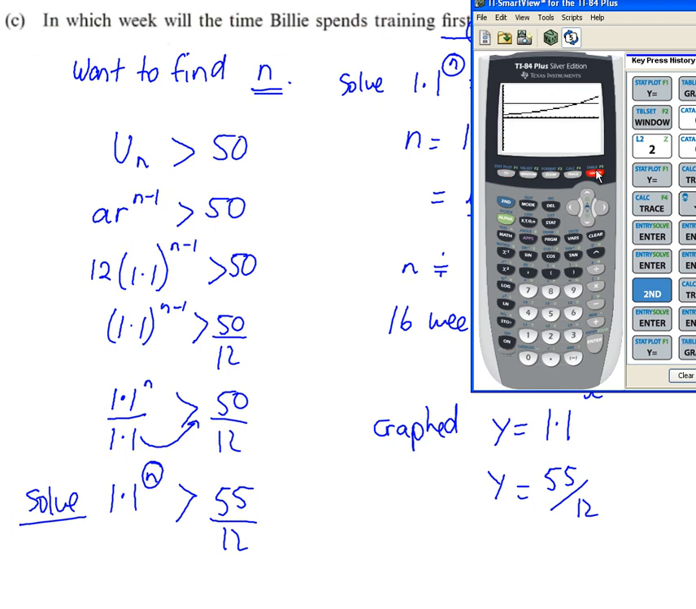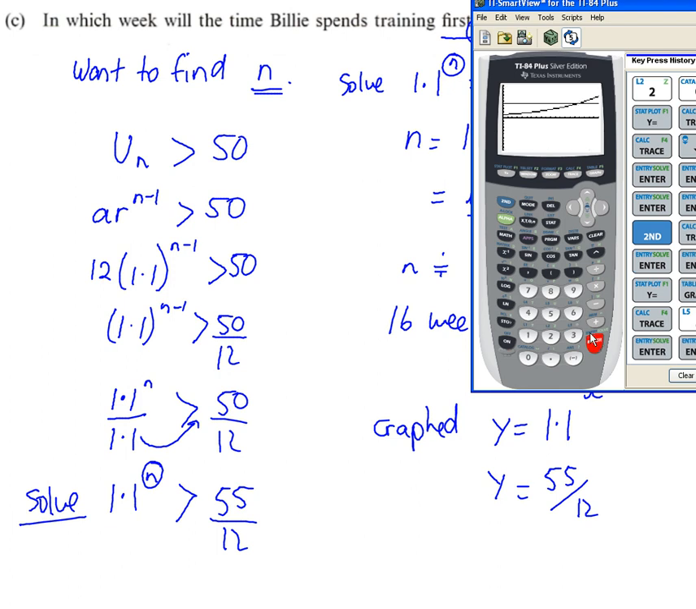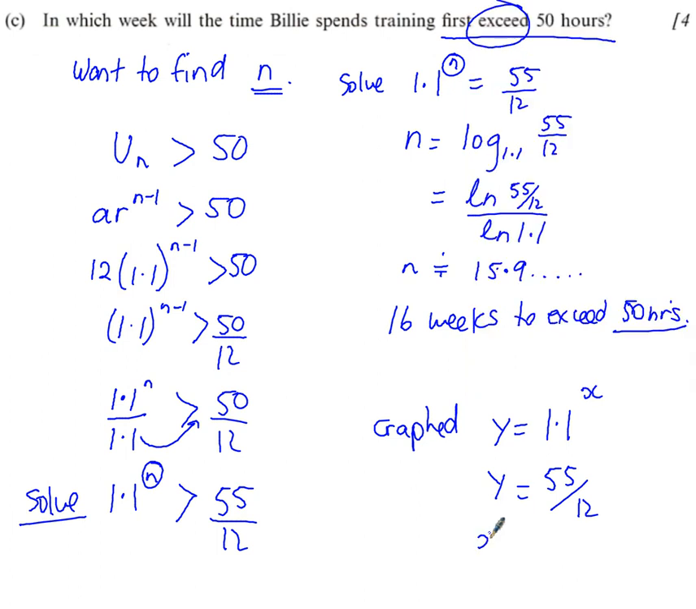I've just graphed those. And what I'm going to do now is find this point of intersection here. So I go to my calc menu, second trace, and I'm going to go down to intersect. First curve, yep, that's on the linear one. So enter. Second curve, yep, that's on our exponential. Guess, oh, it's about right. There we go. So once again, we get that the intersection point was 15.9 and so on. And of course we round that up to 16.